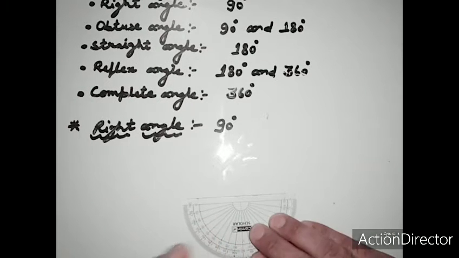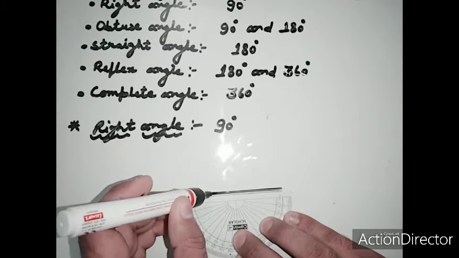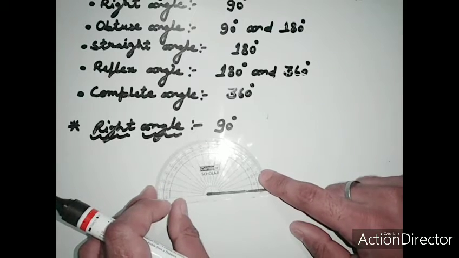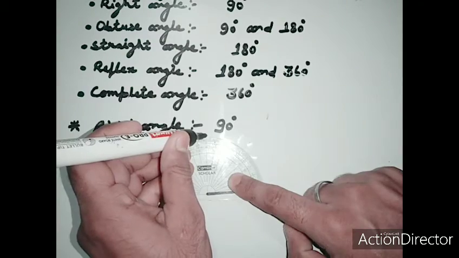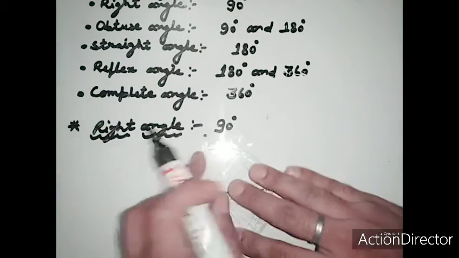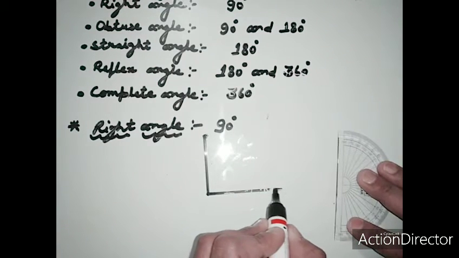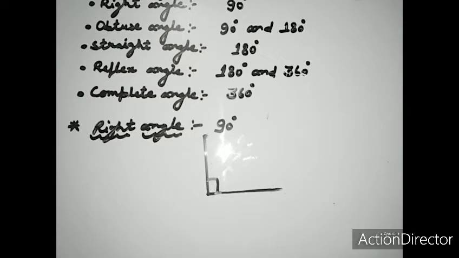About how to draw 90 degree angle by using this protractor. So here we draw a line, right, and after that put this protractor on the line. Now here is 90 degrees, so here we mark a point, and after that join this point with this point, right? So this one is 90 degree angle, right? And exact 90 degree angle is known as right angle, right?